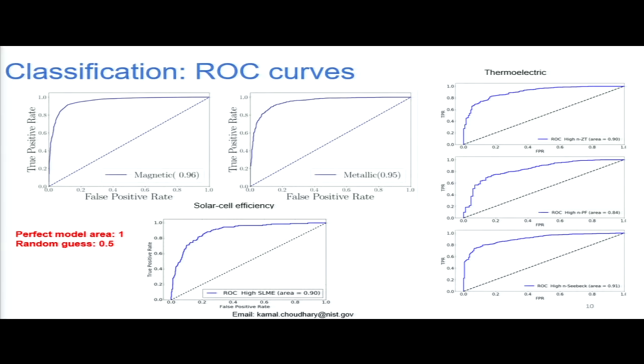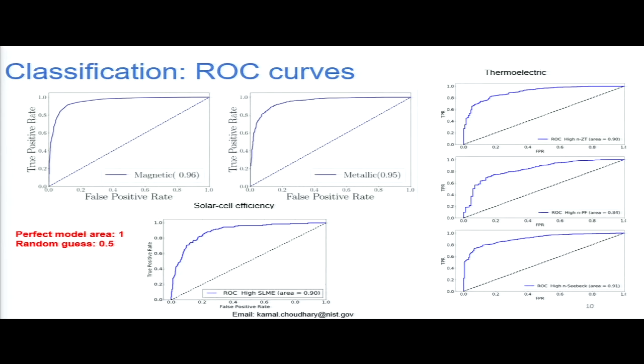So if it's completely 1, the area under the curve is a perfect model. If it's 0.5, it's random guessing. So you can see that our CFID descriptors really perform well for magnetic systems as well as metallic systems, with 0.96 and 0.95. And not just that, for solar cell efficiency, we get 0.90 there. And here for N-type power factor, N-type ZT, and N-type Seebeck coefficient, we get around 0.9 accuracy too.